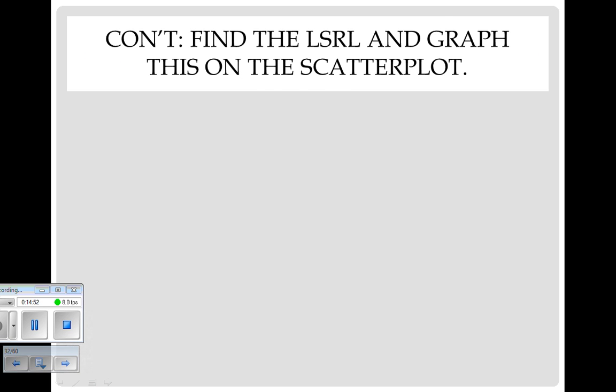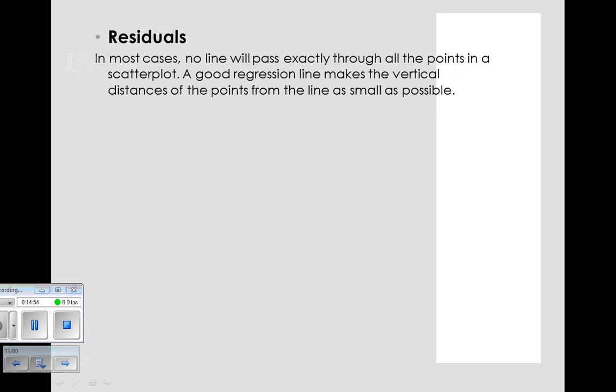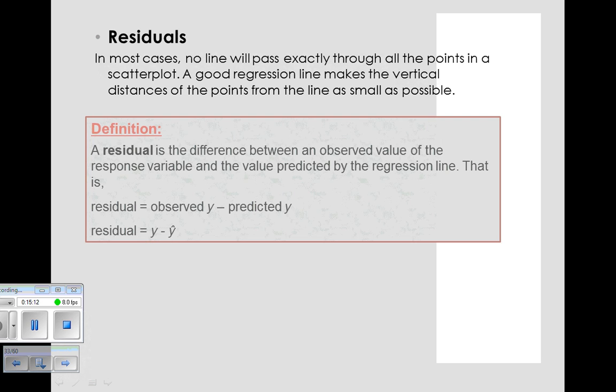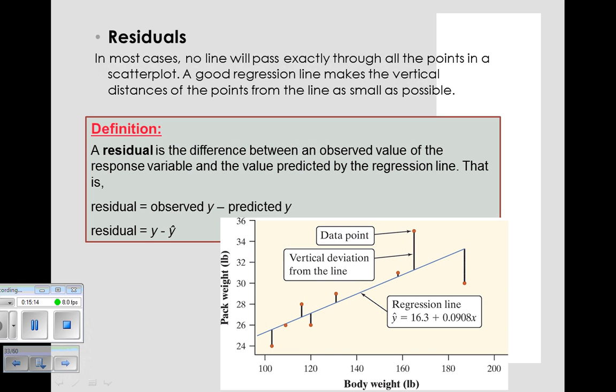All right, a residual. In most cases, no line will pass through all of the points in the scatter plot. So a good regression line makes the distances from the actual points on your scatter plot to that predicted line as small as possible. A residual means the observed minus the predicted. I remember this as actual data minus the predicted.